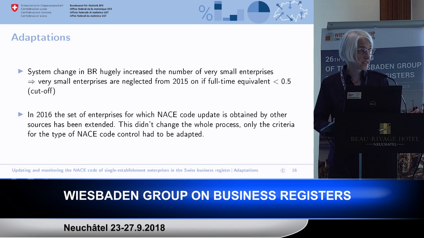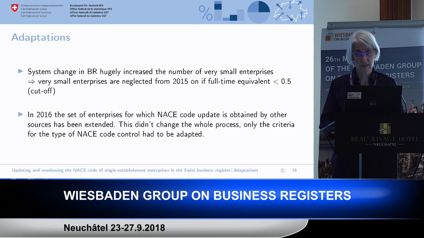So this system has worked for 4 years, since the second quarter of 2014. And in this time, we had two main adaptations. A system change in the business register hugely increased the number of very small enterprises. As a consequence, the very small enterprises are neglected from 2015 on if their full-time equivalent is smaller than 0.5.